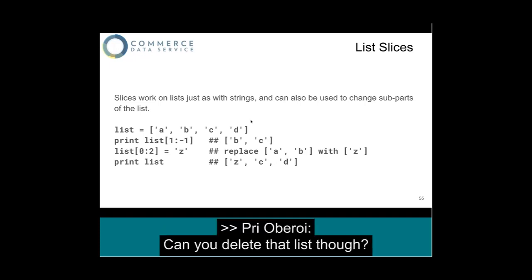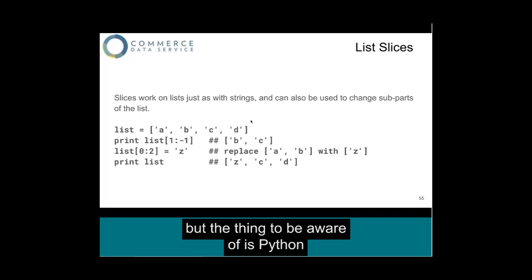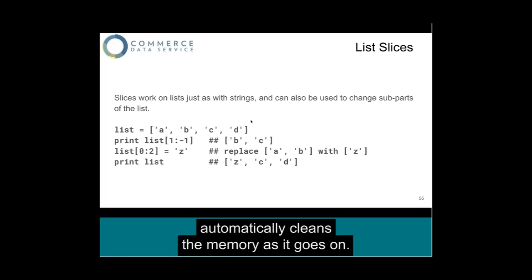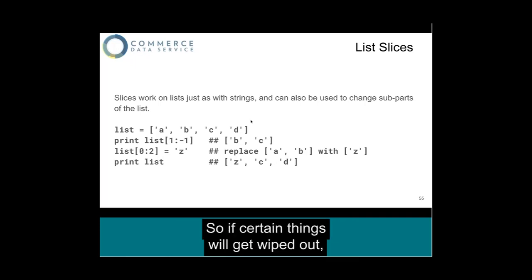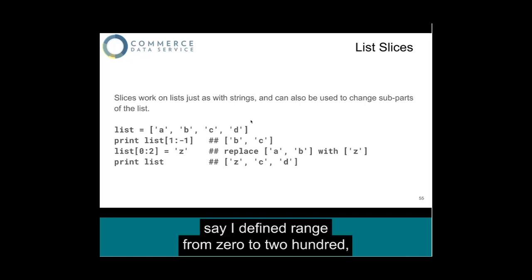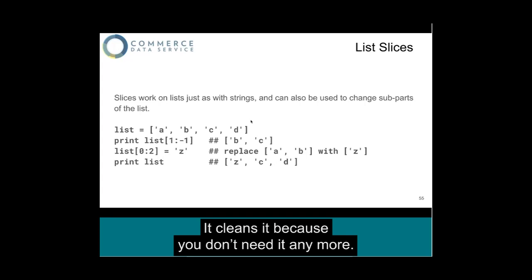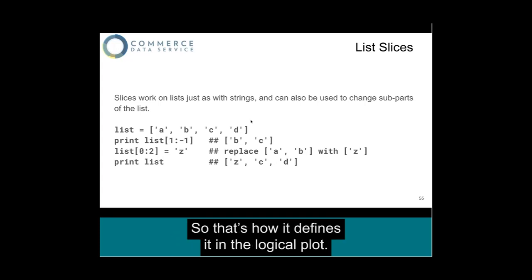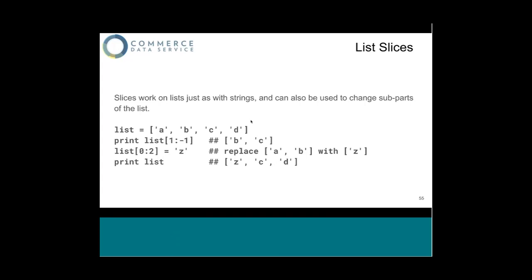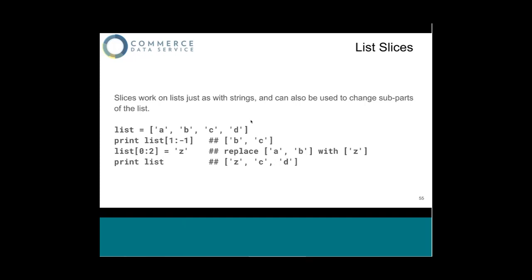Can you delete that list though? Yes, you can remove a variable, and that list will be gone from memory. But the thing to be aware of is Python automatically cleans the memory as it goes on. Certain things will get wiped out if they are no longer used. Say I've defined a range from 0 to 200, the minute I'm done with that loop, that memory is gone. It cleans it because you don't need it anymore. So that's how it handles it in the logical blocks. Python is meant to do all that in the background for you. You should never have to worry about it.